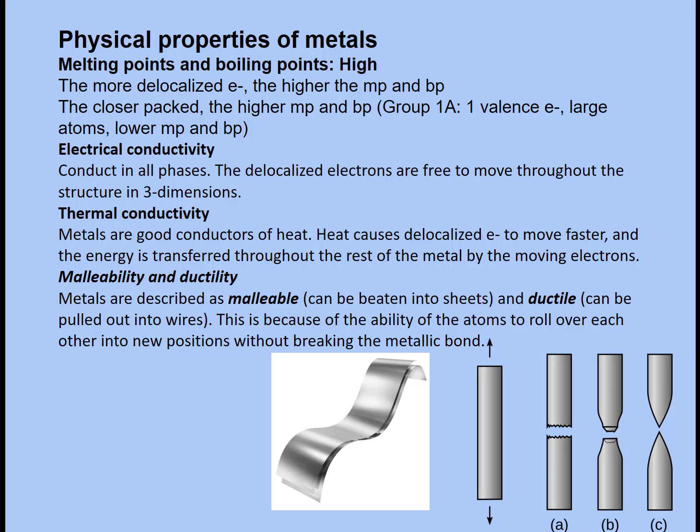They have high melting points and boiling points. They have electrical conductivity, and that is because the electrons are free to move and carry a current. They have thermal conductivity. Again, it's the delocalized electrons that can carry the heat. And they are malleable and ductile. So ductility means you can pull it into a wire.